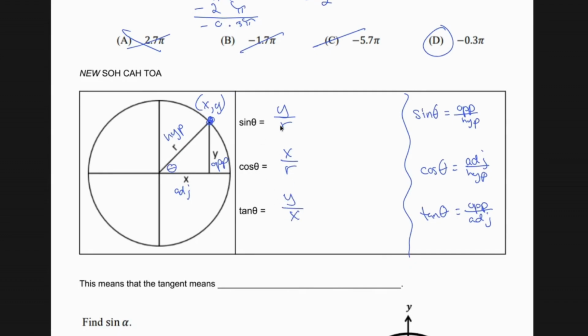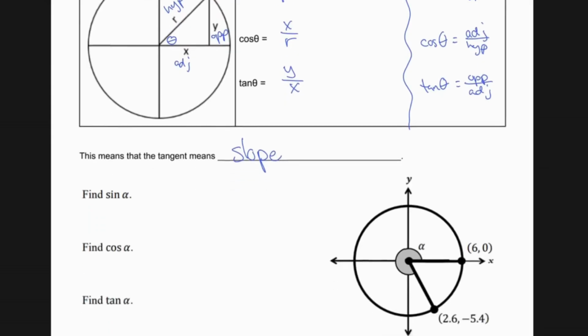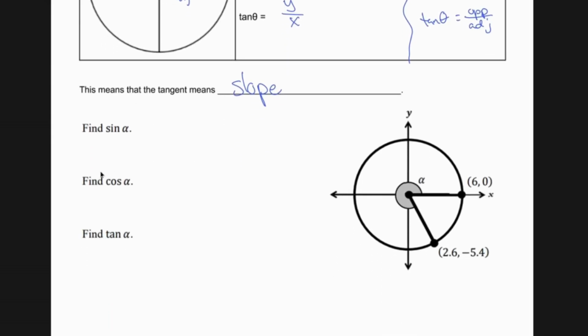Memorize this. And what's really, really important is if tan theta is y over x, that means I go up and over. That's my slope. Tangent's the same thing as slope. Tangent means slope. Memorize these three guys. You're going to use them all the time, starting now.